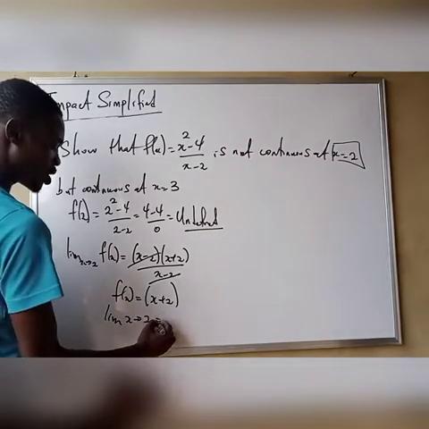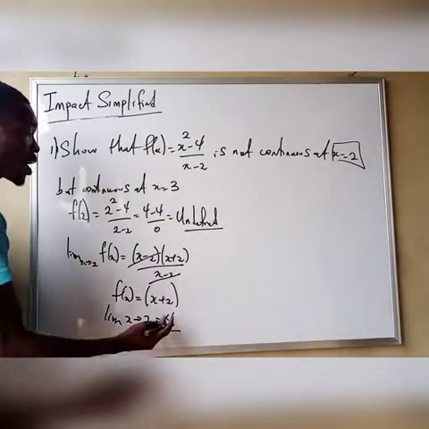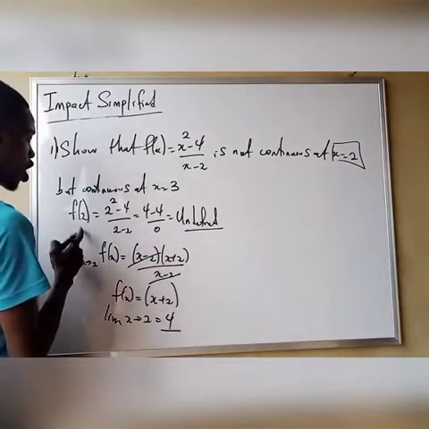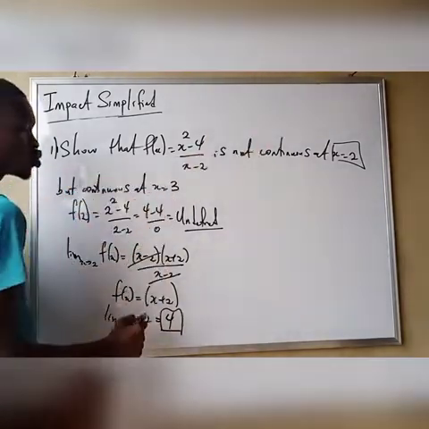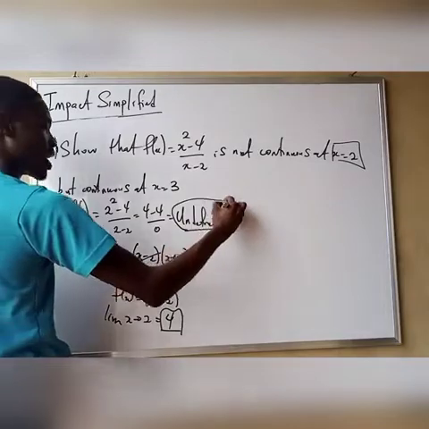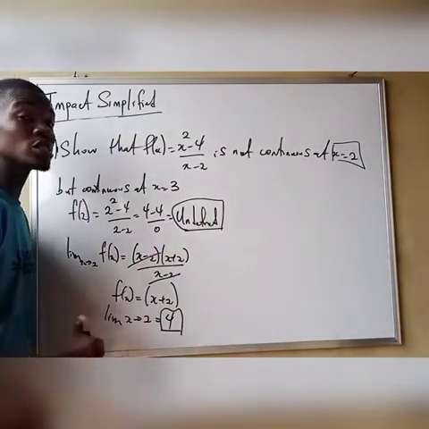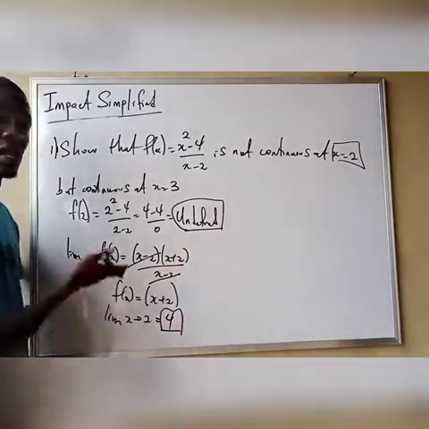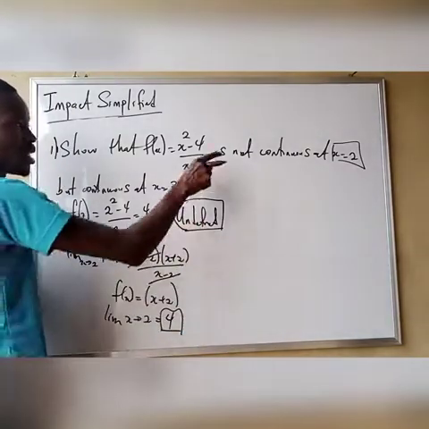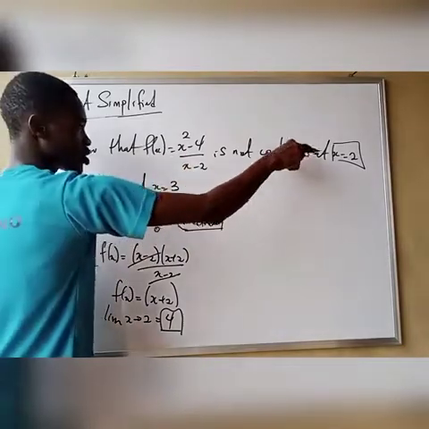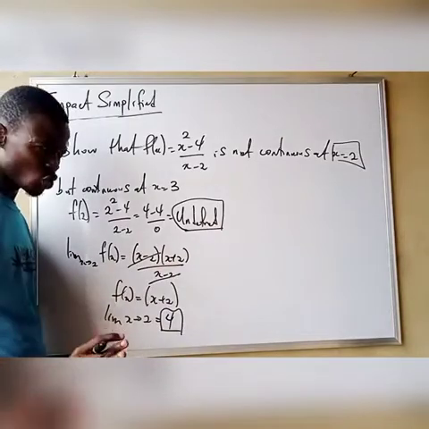So if you limit your x to 2 here, what do we have? Our f of x will give us 4. And we have said that if your f of x tending to 2 is not the same thing as when you are limiting your function to 2, that means the function is not continuous at that point. So since these two are not the same, this function is not continuous at x equal to 2. Do we get it?